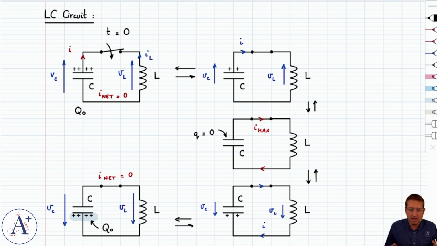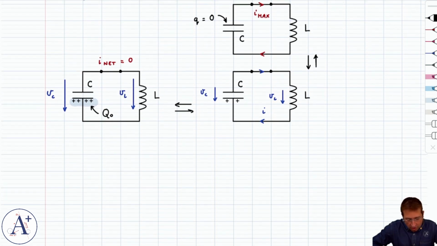The reason it never ends is because there is nothing to burn off energy. Now, technically, not true, right? The wires have a little bit of resistance. So in practice, if you construct this circuit, it's not going to go on forever. But if you idealize everything and you say that you have ideal wires, like we say here, then there is no reason why the oscillation of the charge should stop. So let's see, now that we understand how the LC circuit works, if we can describe this mathematically.